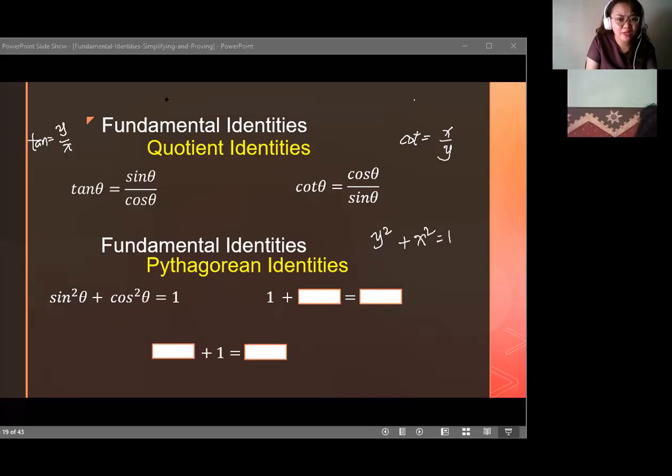Say we divide all terms by sine squared theta. If we divide this now, sine squared over sine squared will cancel out and we have 1. Ma'am, shouldn't it be 0?